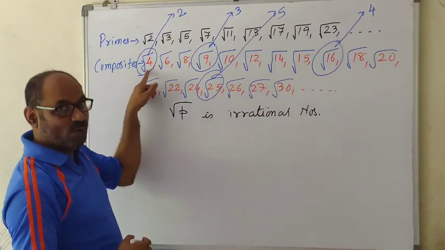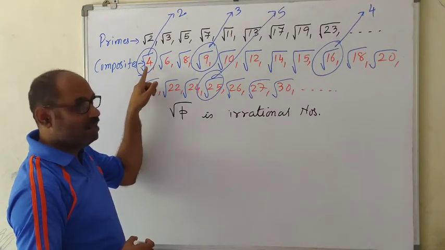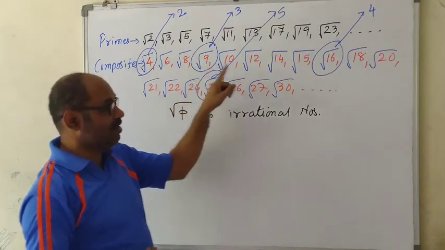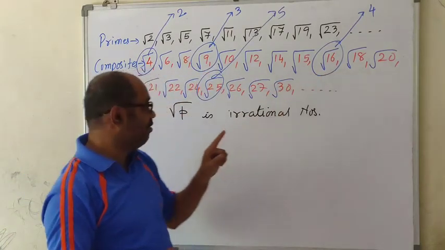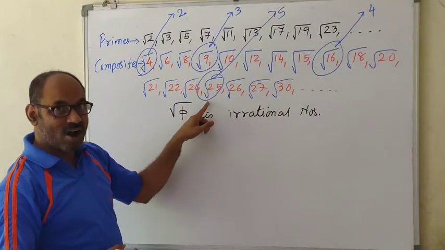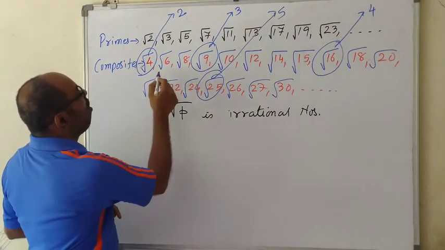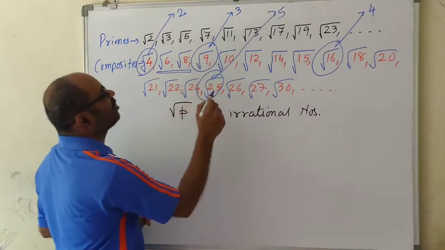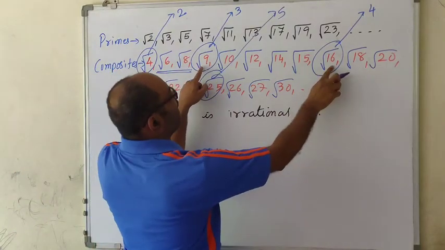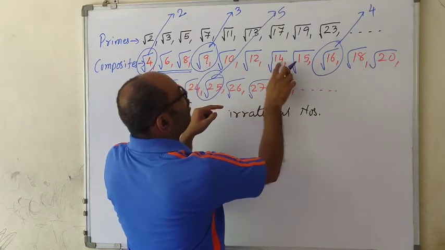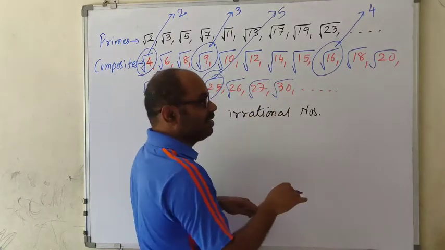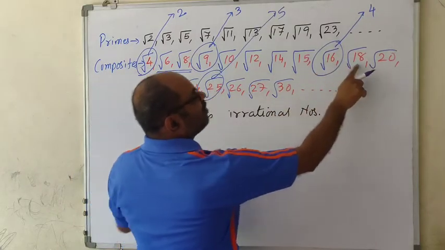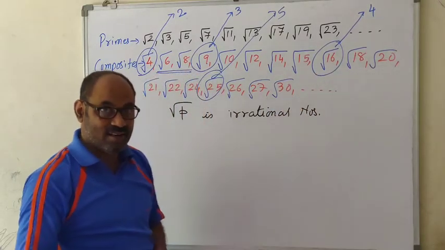So square root of 4. 4 is a composite number. Square root of 4 is not irrational. Square root of 9 is not irrational. Square root of 16 is not irrational. Square root of 25 is not irrational. But all the composite numbers between 4 and 9, they are irrational. Composite numbers between 9 and 16, 10, 12, 14, they are irrational. Composite numbers between 16 and 25, their square root is irrational.